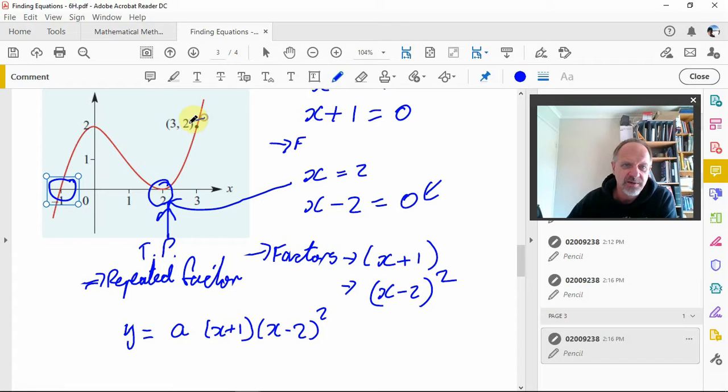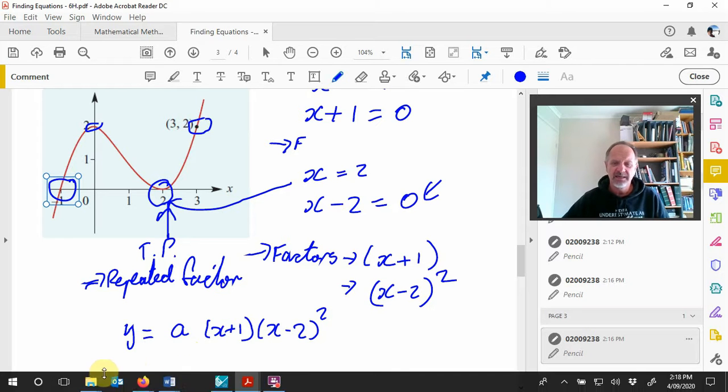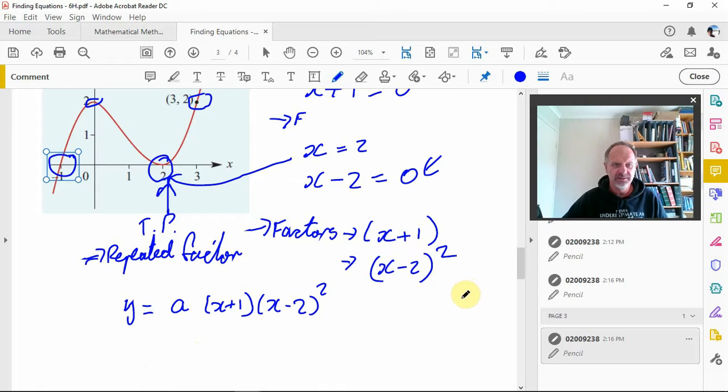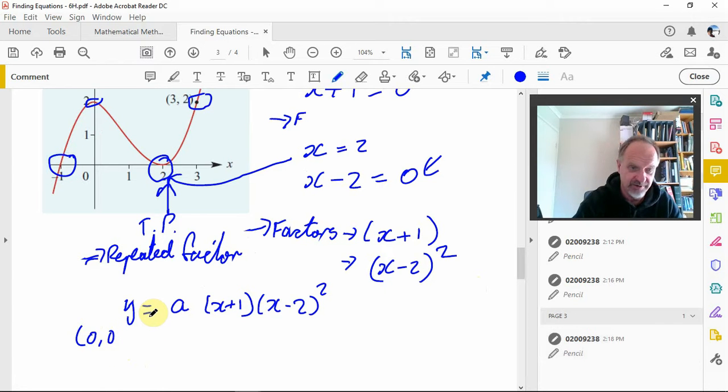Now, we've got 2 other bits of information here. We've got this point, and we've got our y-intercept. So we've actually now got more information than what we need, because we only need to use one of those bits of information to find the a. And I'm going to use the y-intercept because the x value is 0. In this case, the y value is 2.